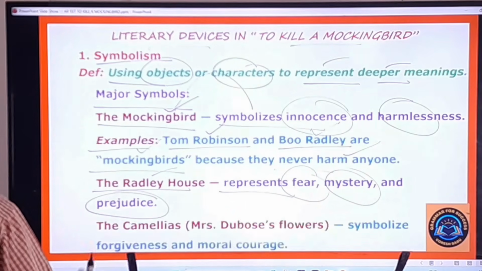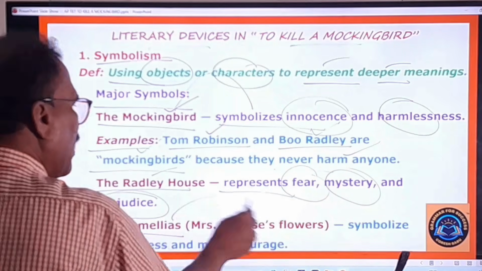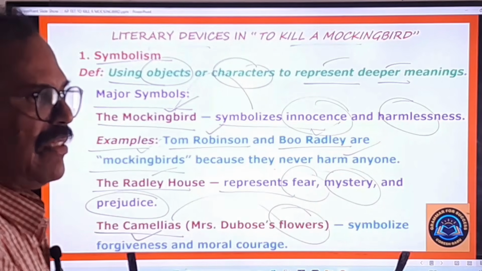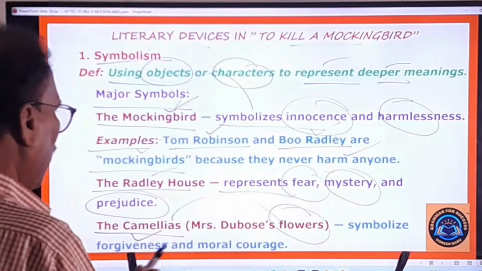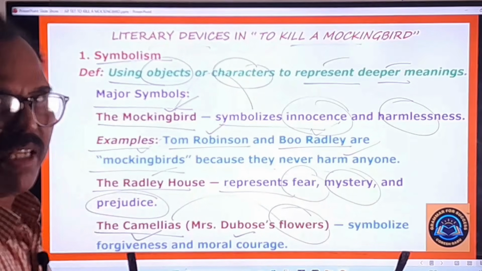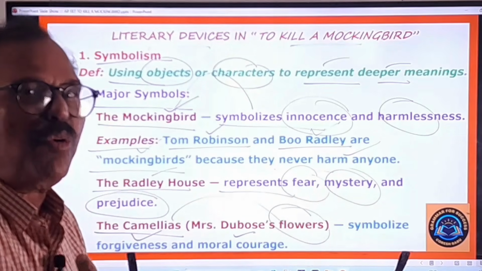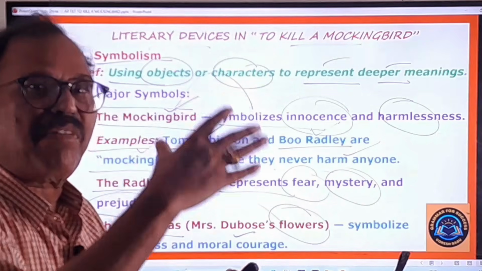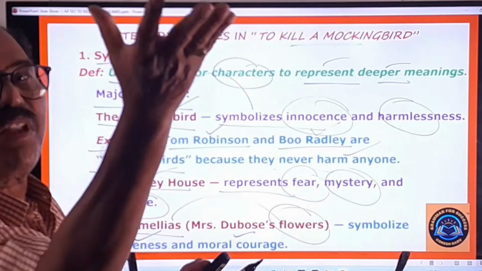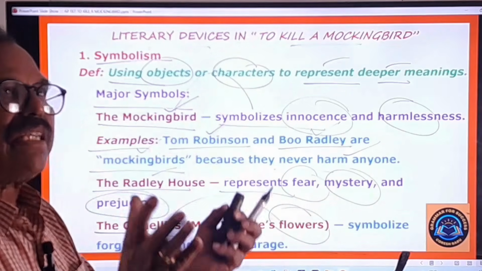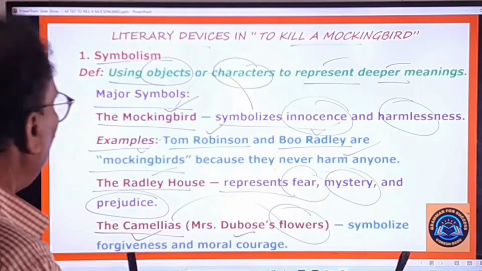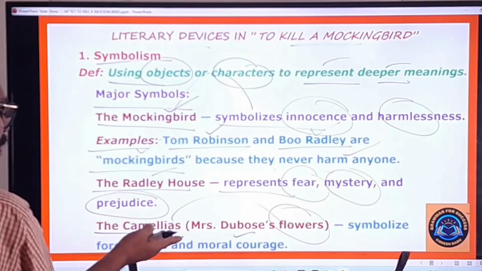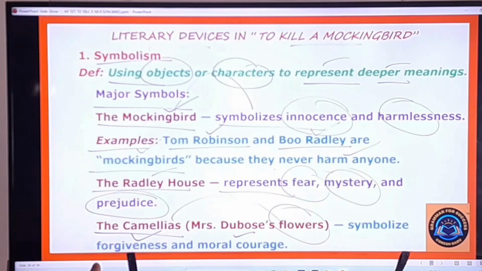You go to the next one, the camellias. The camellias are nothing but some kind of flowers. They symbolize forgiveness. Even if you pluck them, they don't say anything, they simply forgive you. And they symbolize moral courage. The flowers don't lose their moral courage, they bloom the next morning. That is called moral courage. Even though some of the flowers have been plucked, the other flowers will bloom the next morning. That means they stand as a symbol for forgiveness and moral courage. So in this way, the mockingbird is one major symbol, the Radley house is another symbol, and the camellias, that means the flowers. These are the three symbols you can find in this novel.